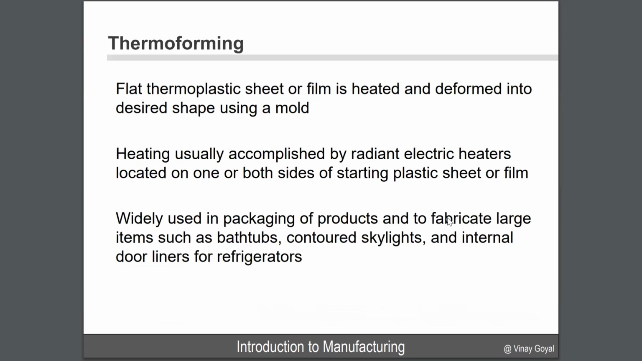There's another technique called thermoforming. In this case, you have a flat thermoplastic sheet or film that's heated and formed into the desired shape using a mold. The way to apply heating for these kinds of processes is to use electrical heaters, and those electrical heaters transfer heat through radiation into the part. It can be applied to one side of the plastic or both sides. This is used quite a bit in industry, by the way, to create bathtubs, for example. If you open a refrigerator, the plastic liners of that refrigerator are made with this, and also contoured skylights.